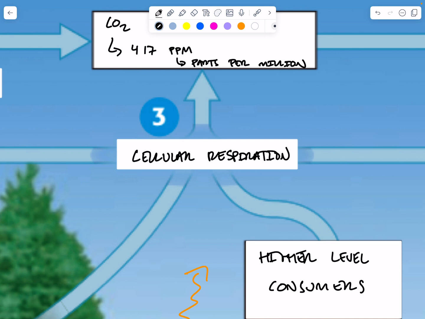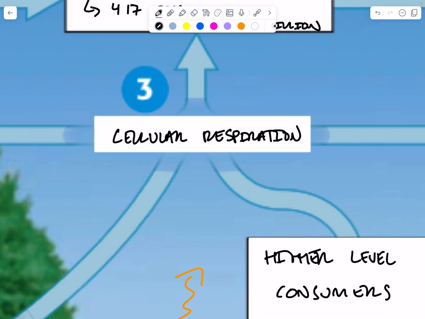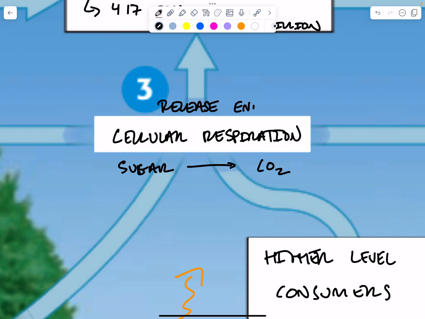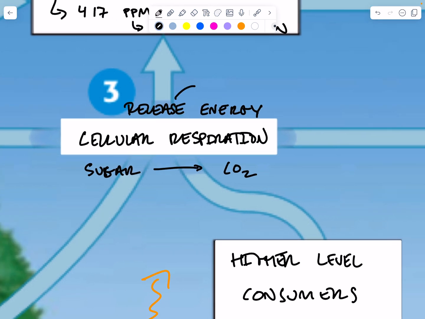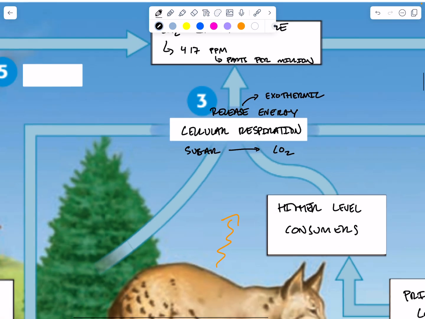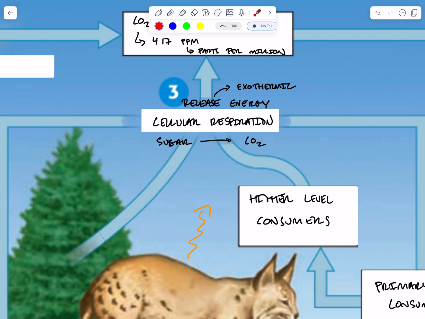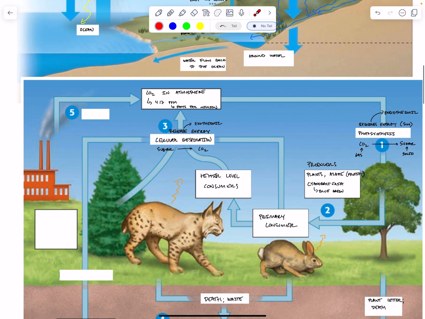Cellular respiration is a chemical reaction, much like photosynthesis. It involves sugar and CO2, but it's actually the opposite process, where we take sugar, we break it down into CO2, and in the process, we release energy. So this type of reaction is called exothermic because it releases heat. Okay, so cellular respiration is basically the undoing of photosynthesis.